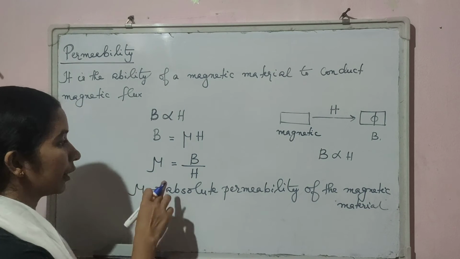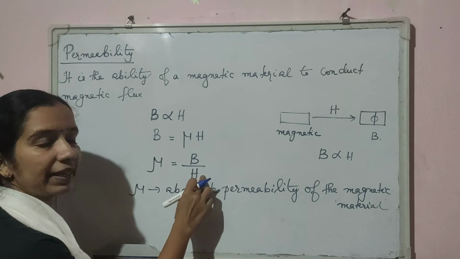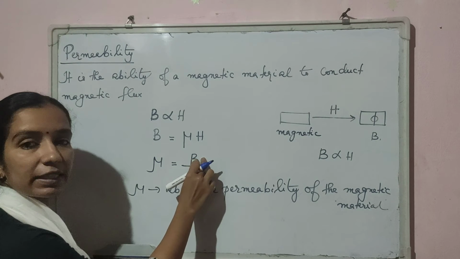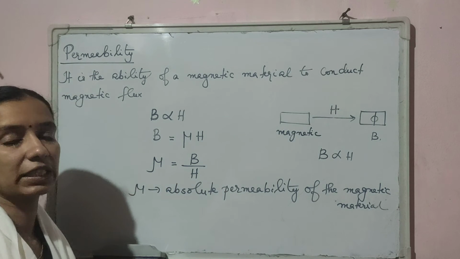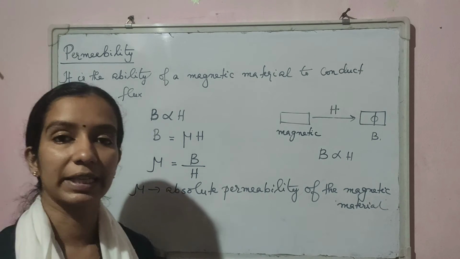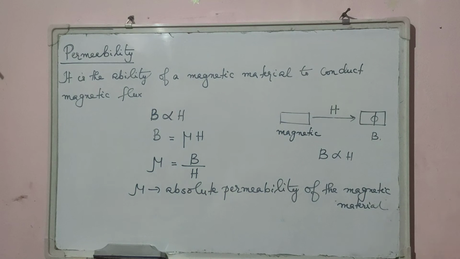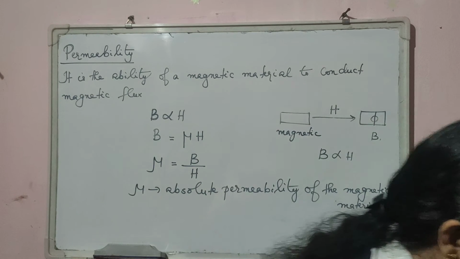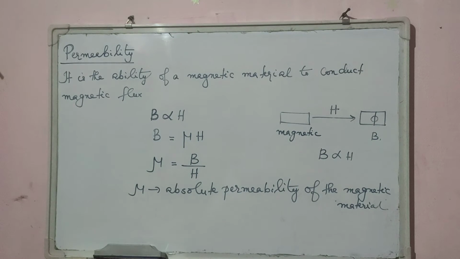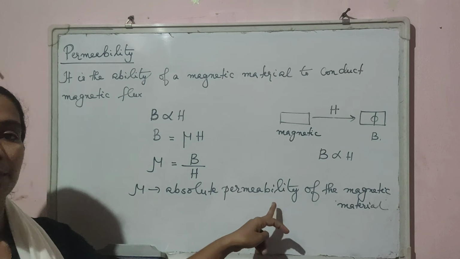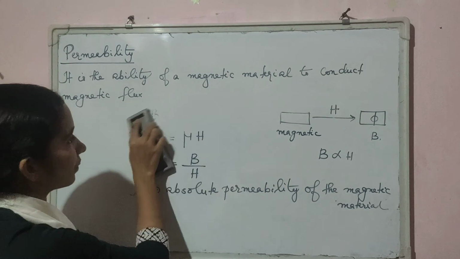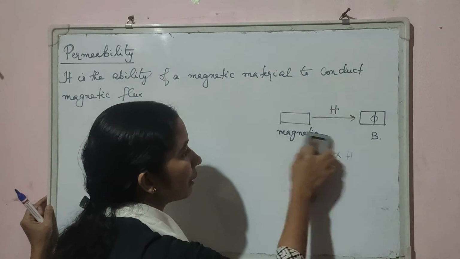So absolute permeability of a magnetic material is equal to B divided by H: the flux density in the material divided by the magnetizing force used to magnetize that material. So mu is the absolute permeability of the magnetic material. Now we know what absolute permeability is. Now let us see another term, that is relative permeability.